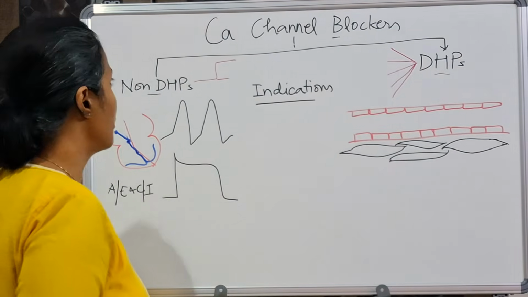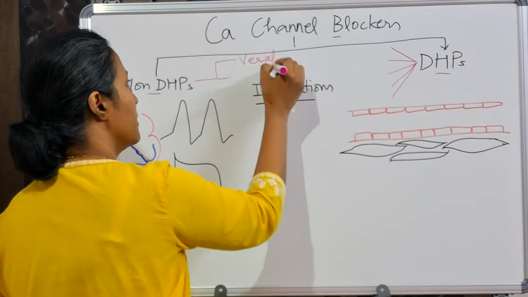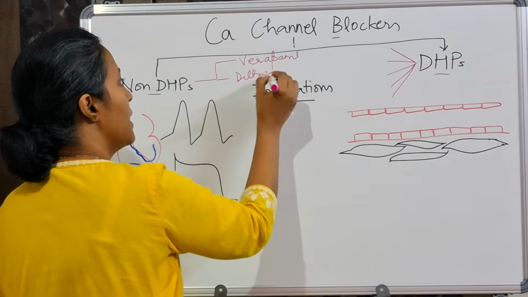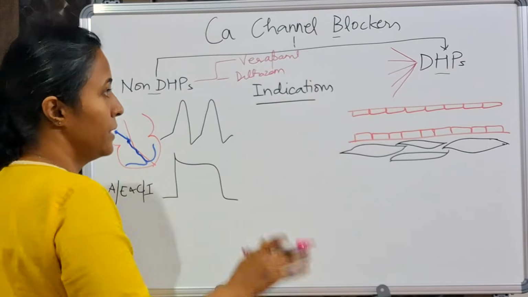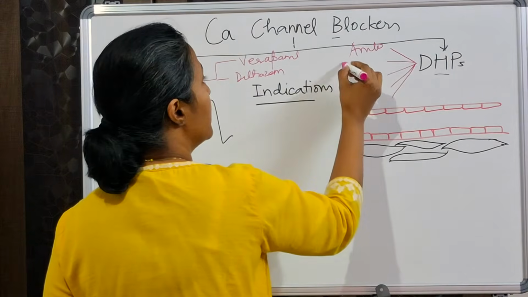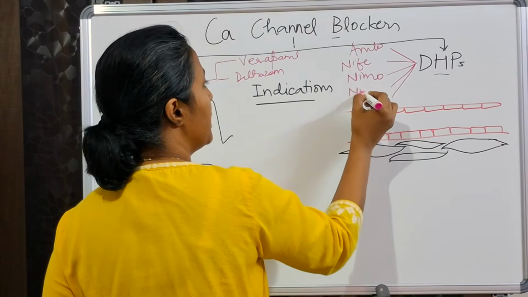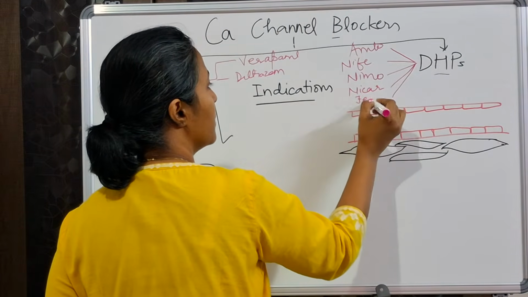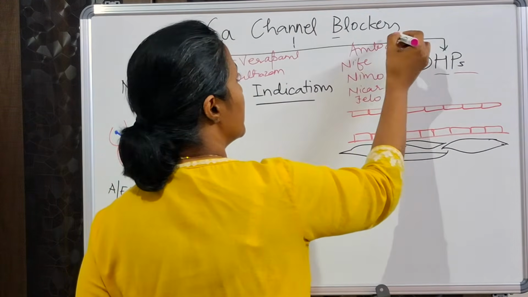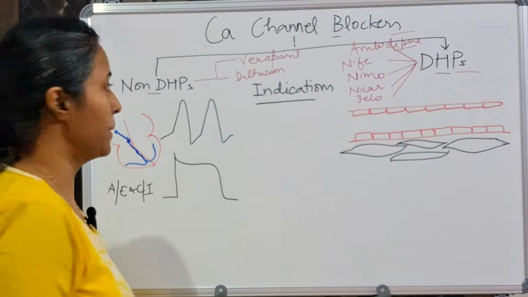In the non-dihydropyridines, we have two drugs basically, that is verapamil and diltiazem. And in dihydropyridines there is a huge list, but we will mainly talk about amlodipine, nifedipine, nimodipine, nicardipine and felodipine. All of these end in the word dipine. Dihydropyridines end in dipine.